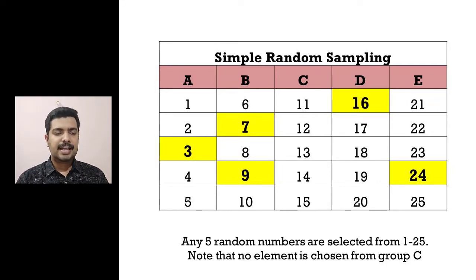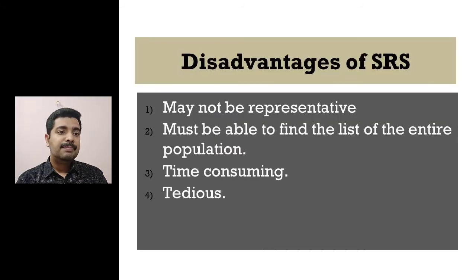Now in simple random sampling, I am just trying to show you the disadvantage. Maybe it sometimes so happens, out of luck or ill luck, that all the 5 people you selected using the lottery method came from section A, and there is nobody that came from B, C, D and E. In this particular example, you can see that for class C, nobody is selected. So this is one of the disadvantages of simple random sampling. It may not be representative of the entire population.